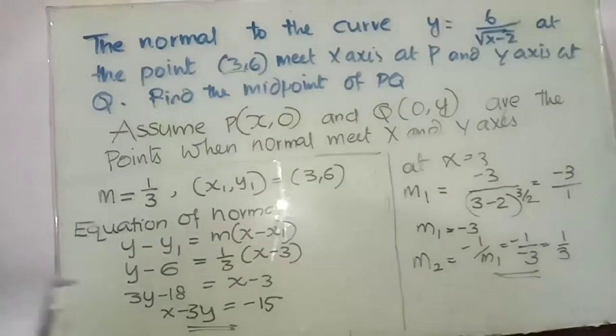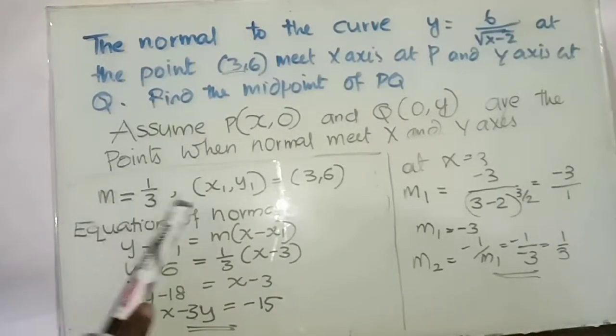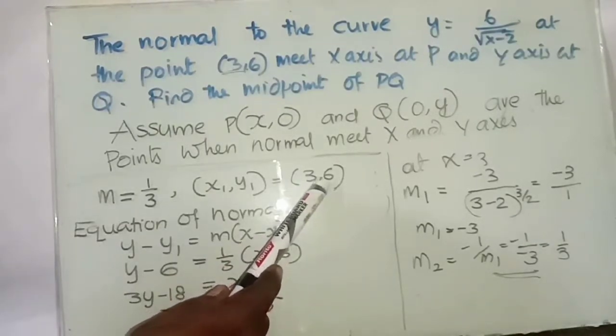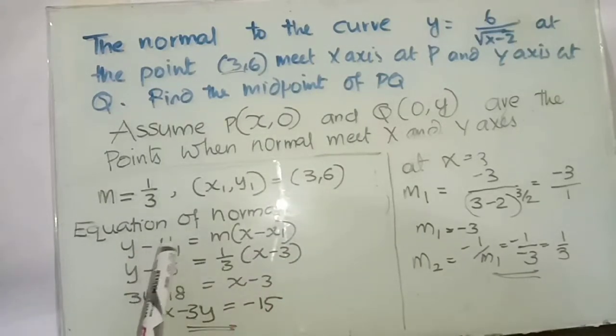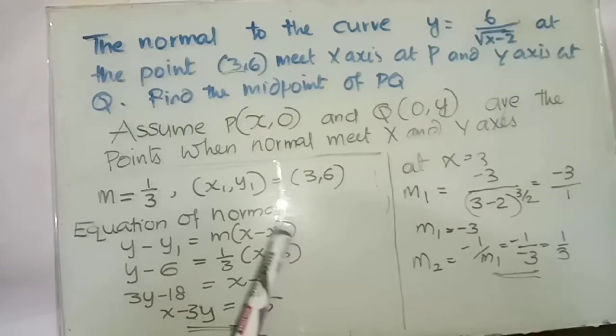So here you can find the equation of the normal. M is equal to 1 by 3 and the point of contact is 3, 6. We are finding the equation of the normal using the formula y minus y1 is equal to m of x minus x1. Substitute the values and rearrange the terms. We get x minus 3y is equal to minus 15 as the equation of normal.